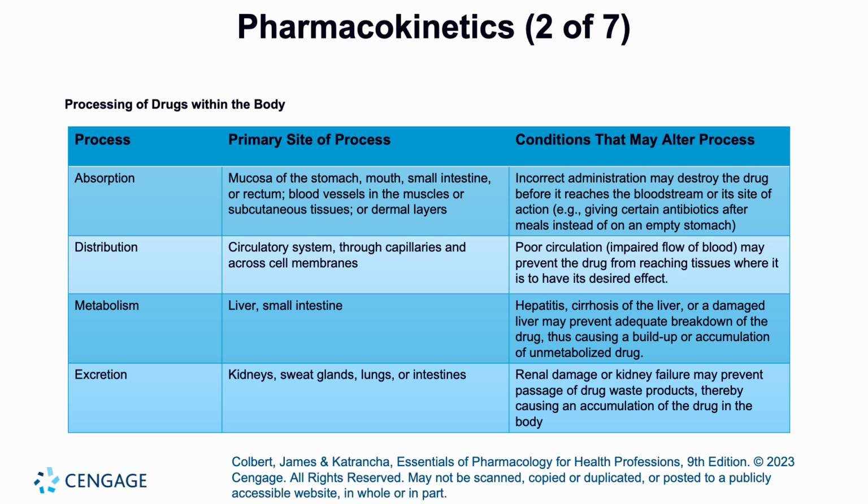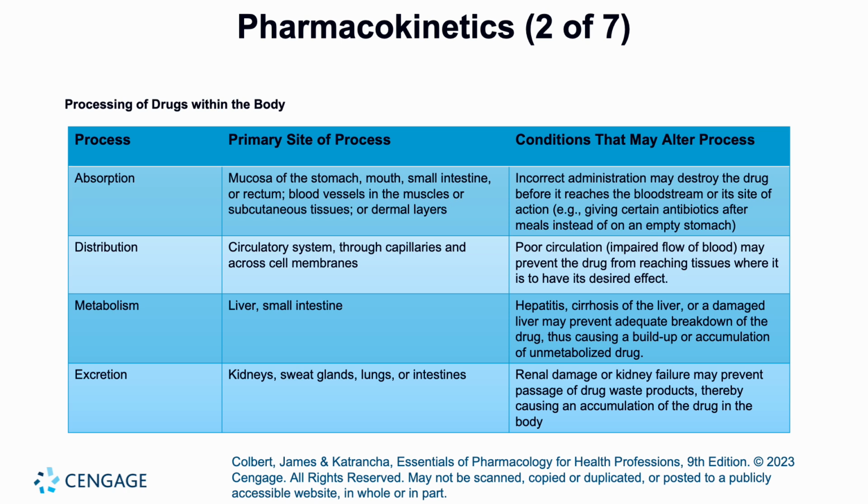The process of metabolism. The primary site of metabolism is the liver and the small intestine. Some conditions that may alter the ability of the body to metabolize include hepatitis, cirrhosis of the liver, and a damaged liver, so the medication may not break down adequately, and this may cause a buildup or accumulation of unmetabolized drugs. That can be really dangerous.